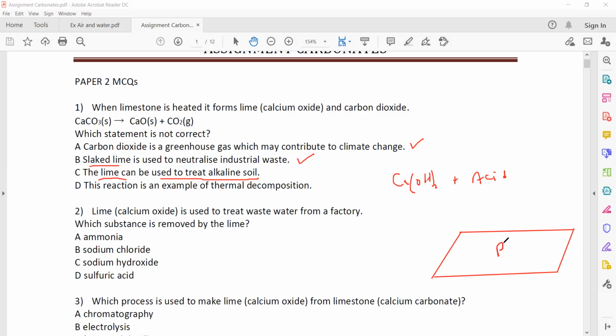Alkaline soil means the pH is more than 7. If pH is more than 7, it is an alkali or base, and I'm adding calcium oxide. So calcium oxide cannot react with an alkali, it can only react with acid. So there is no reaction between calcium oxide and alkali. So if there is no reaction, how can it be used to treat the alkaline soil? So C is not the correct answer. This reaction is an example of thermal decomposition. That's also true. One reactant forms more products by the action of heat. Is it clear why the answer to the first one is C?